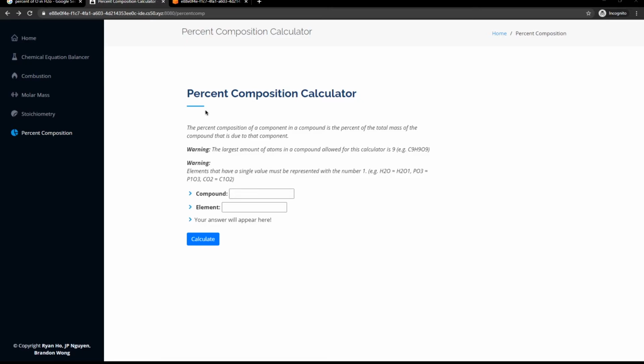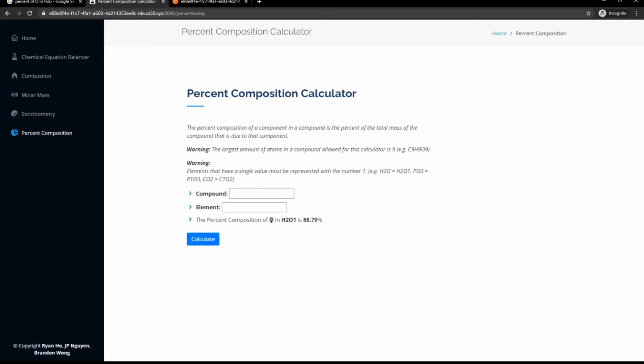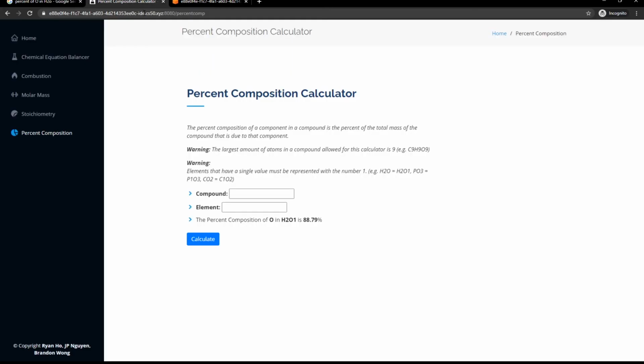Moving on, I'm going to demonstrate the percent composition calculator. Here, we'll simply enter a compound, so I'm going to use water, which is H2O. You must identify the single atoms, so oxygen is 1. Then I'm going to find the percentage of oxygen in the compound H2O. Once I click calculate, CHEMULATOR will automatically determine the percentage composition of oxygen in H2O is 88.79%. If I check that result on Google, 88.8 is essentially 88.79.